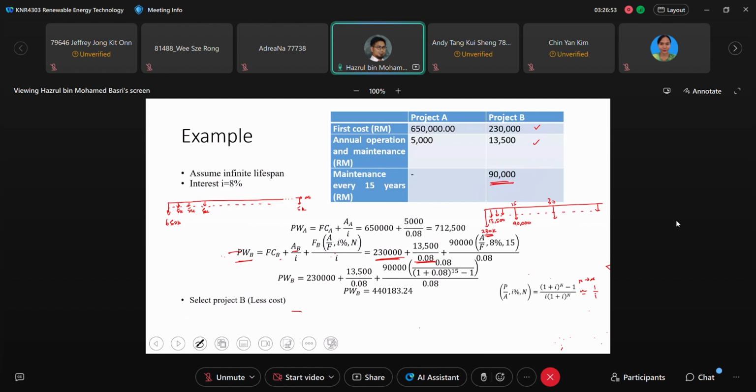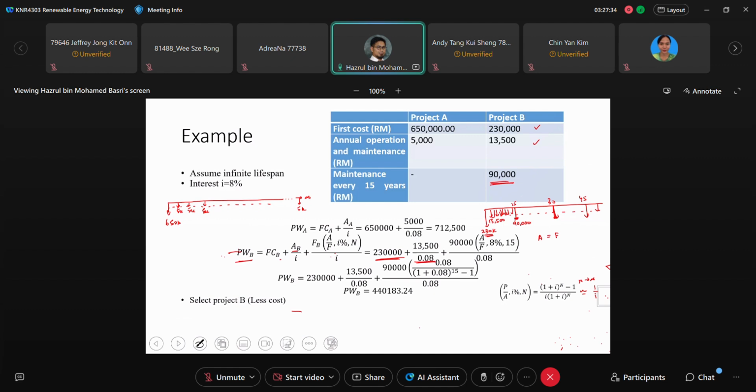Again, this one also quite tricky. Not a bit tricky, but a lot of trick, because here, this one happens every 15 years. So what I'm going to do is separate this 90,000 ringgit into annuities. We want to find the annuity given the future value. So in this case, every 15 years, that is the future value.